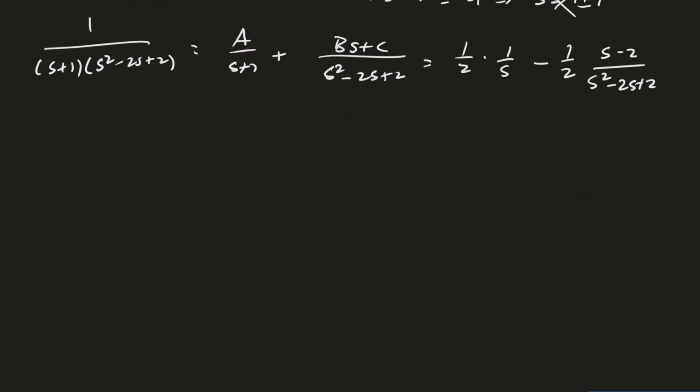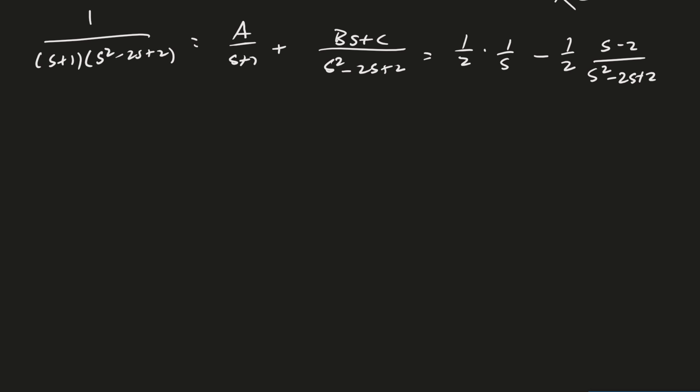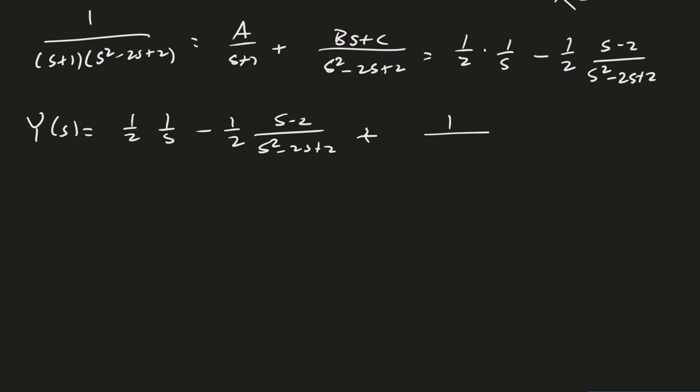Good. Okay, so our Y of s now is 1/2 times 1 over s, minus 1/2 times (s minus 2) over (s squared minus 2s plus 2), plus our 1 over s squared minus 2s plus 2. Good. Let's see. We had already completed the square on that, so we know that that's s minus 1 squared plus 1, right? Good. All right, so now it looks like we're ready to go.